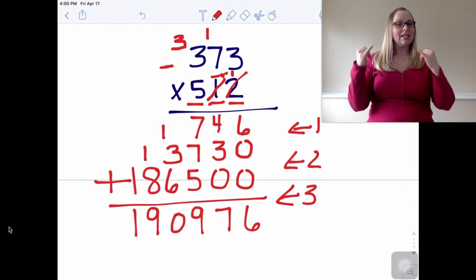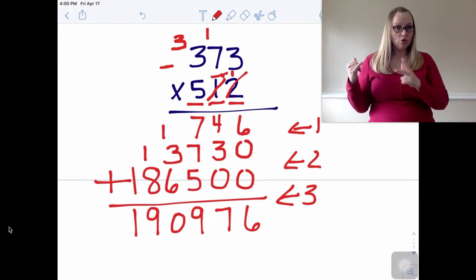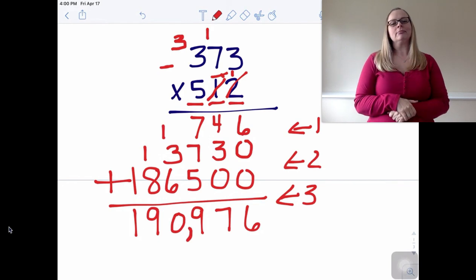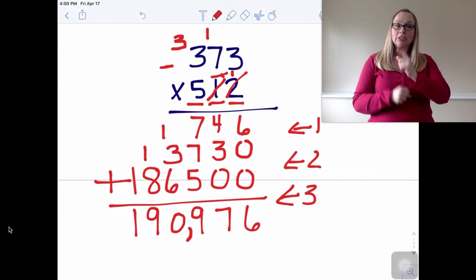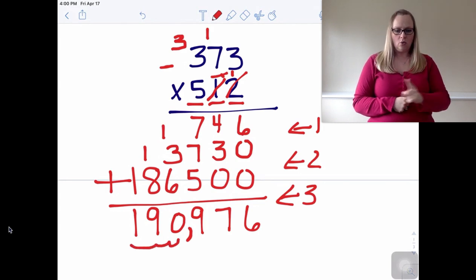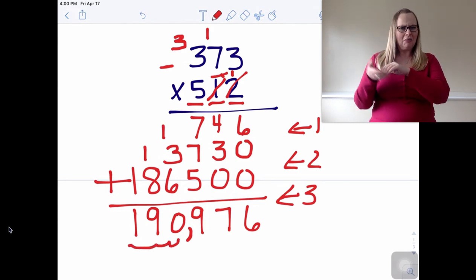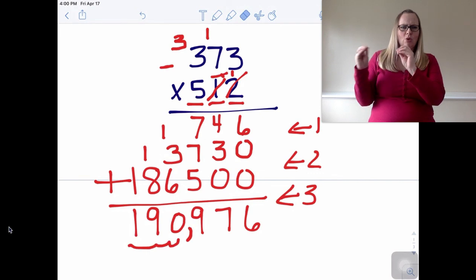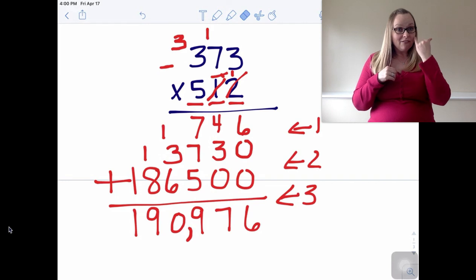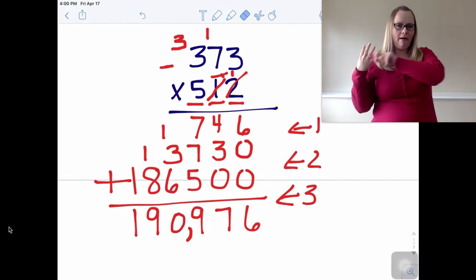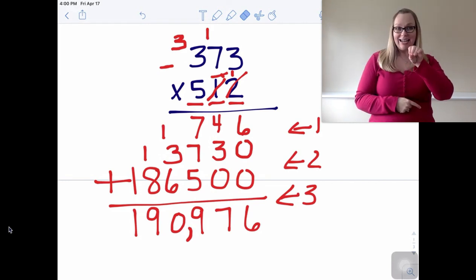Now I'm going to put in my comma. I'm going to go 3 numbers over and put my comma there. When your number gets really long, you always want to check to see if I went 1, 2, 3 numbers over, I wouldn't put another comma because I don't have another number in my answer. But if I had one more number, I would need another comma. So my answer is 190,976.